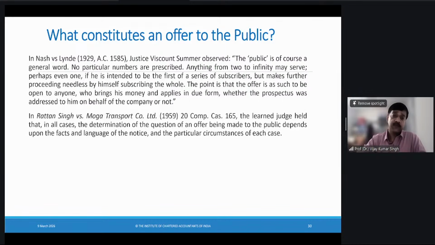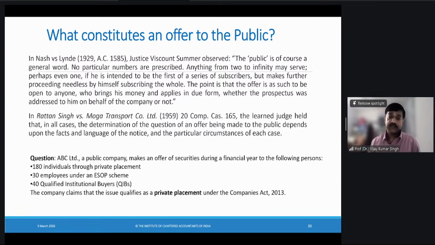So there are some more points here. So let us look at this question to understand it better. So read this question. It is ABC Limited, a public company, makes an offer of securities during a financial year to the following persons. Okay. 180 individuals through private placement, 30 employees under an ESOP scheme, 40 qualified institutional buyers. So the company claims that the issue qualifies as a private placement under the Companies Act. So whether it is a private placement or not, what is your answer? What do you think?